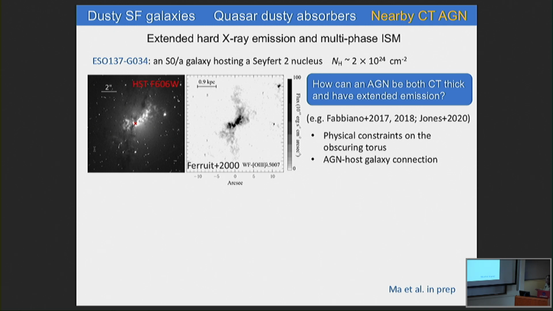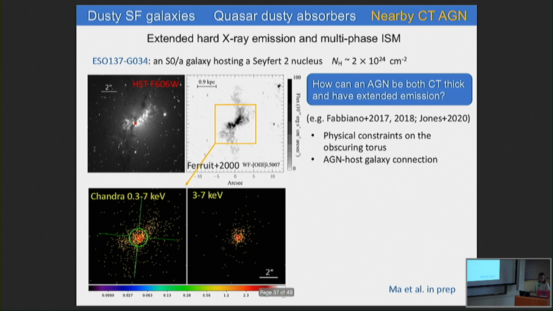This is the oxygen-3 emission line map, where you see a Z or S-shaped morphology with the ionization cones or bicone structure in the inner region, and also you have the tails extending out to the north and south. And our Chandra data also show extended emission, and this also aligns with the inner part of the oxygen-3 map.